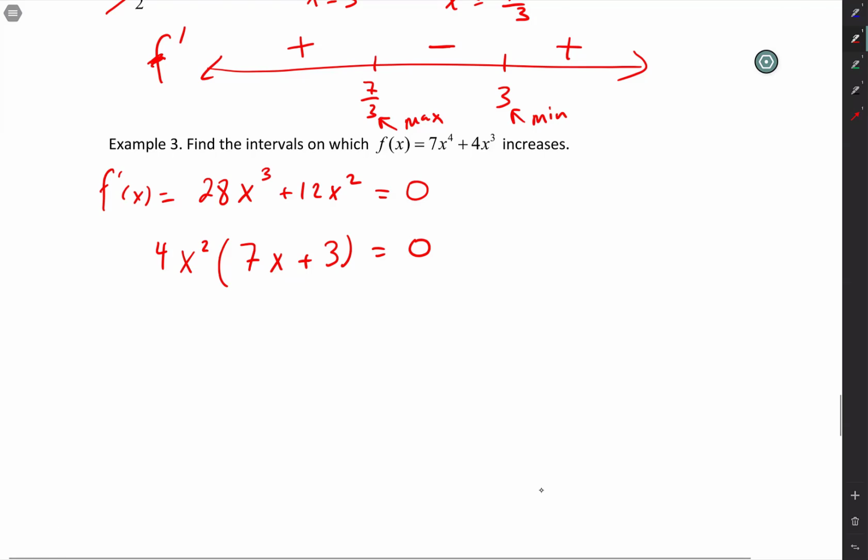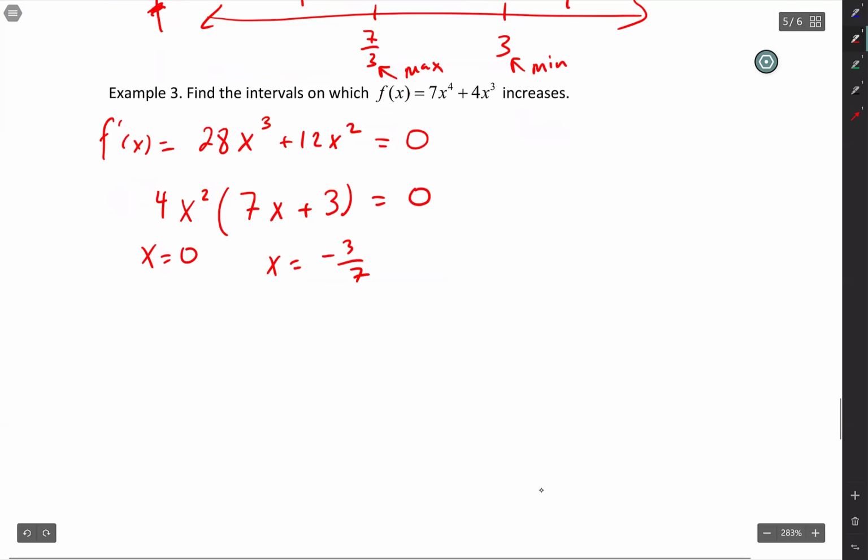I don't see any mistakes anywhere. So I see that I have a double 0 at 0, and I have another 0 for f prime at -3/7. We're okay so far, guys?